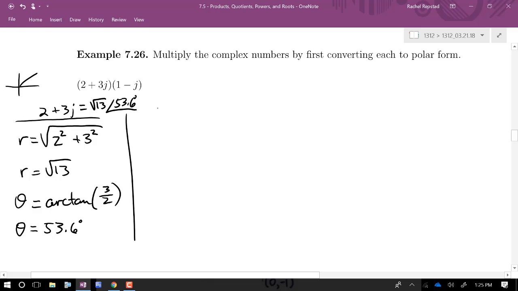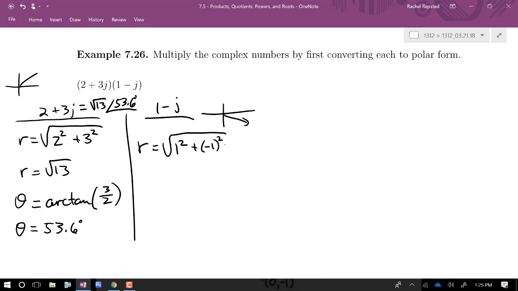So now we'll do the 1 minus j. And 1 minus j, well, this is over in quadrant 4. So r is the square root of 1 squared plus negative 1 squared. Sometimes people make the mistake when we're finding polar form, especially when that coefficient on j is just a 1 or a negative 1, they just really want to put the j in the radical, but it's just the coefficient. So it's 1 squared plus the square of negative 1. J does not go anywhere in that radical when we're finding r. And so we just get the square root of 2.